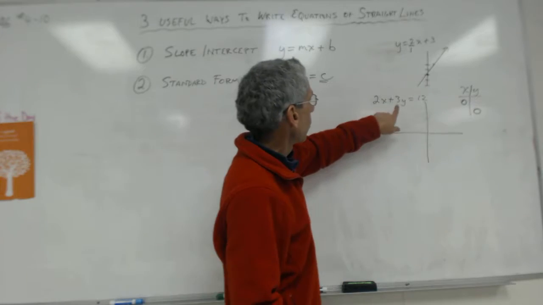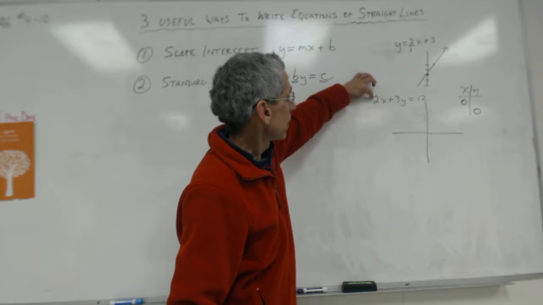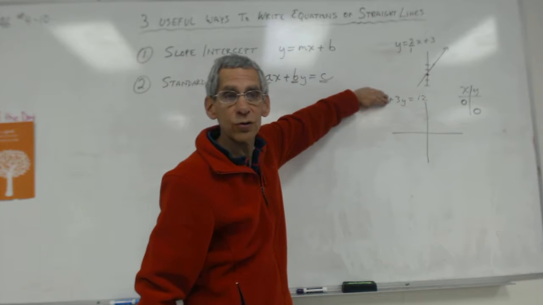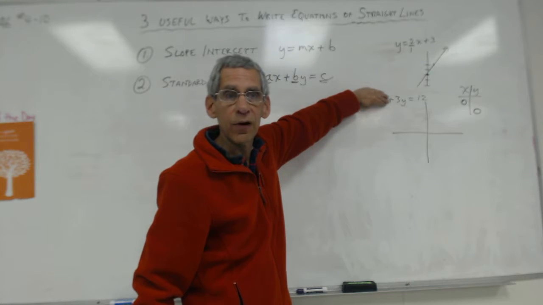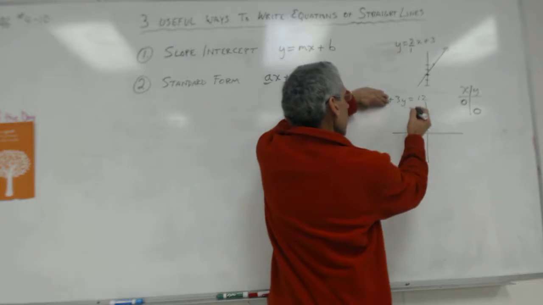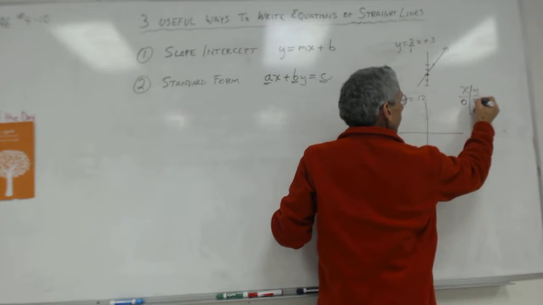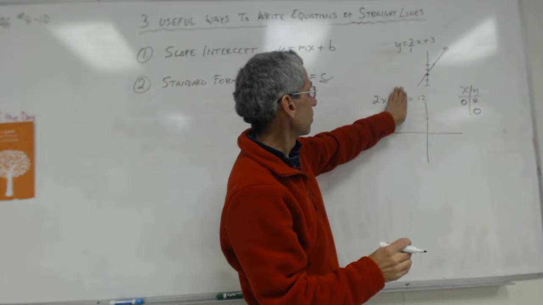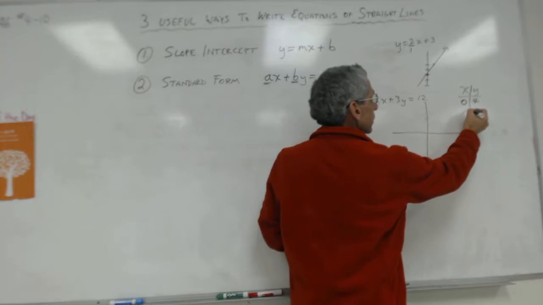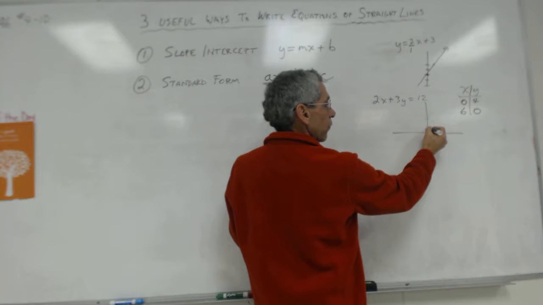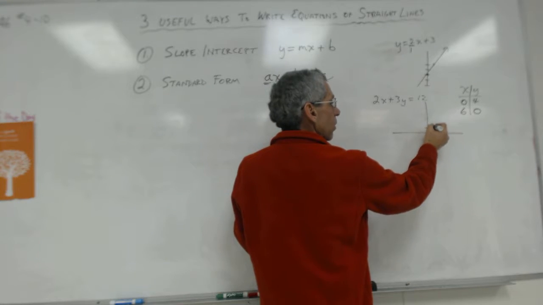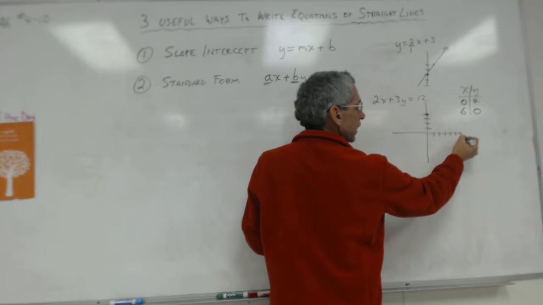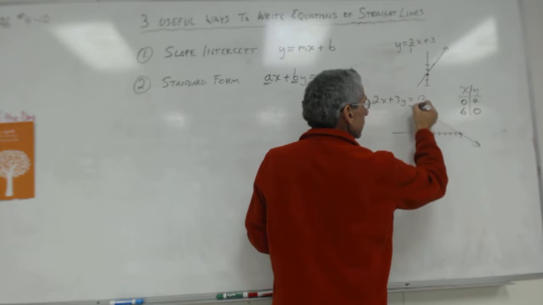So when x is 0, what would I do? 2 times 0 is just 0, plus 3, so I've got 3y equals 12. What would y be if I divided both sides by 3? 4. So when x is 0, y is 4. And then when y is 0, that term is 0, so x is 6. Now I have to plot those. 0, 4: I don't go left or right at all, I go up 4 and put a dot. Here it's 6, 0: 1, 2, 3, 4, 5, 6, put a dot, draw my line, and I'm done.